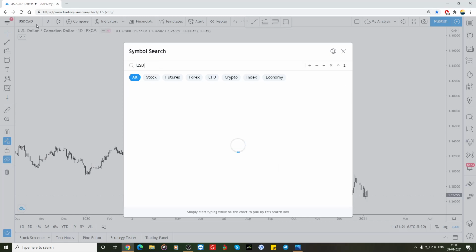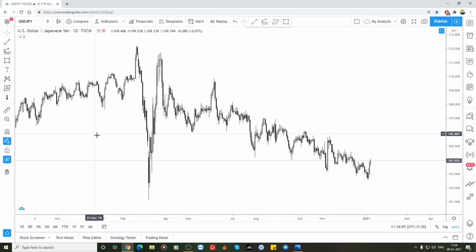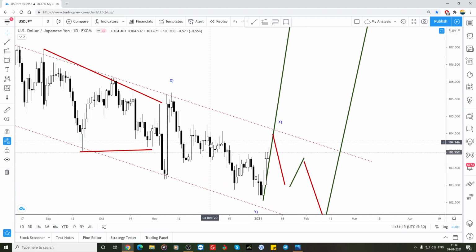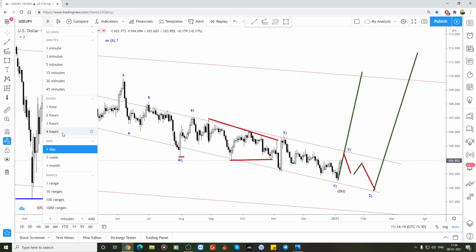So let's move on to USD/JPY. As I said in that previous video, USD/JPY has a lot of options. So this is a WX. WX is a triangle, and then we need to trade for the Y. Perfectly it did, and then again it bounced.